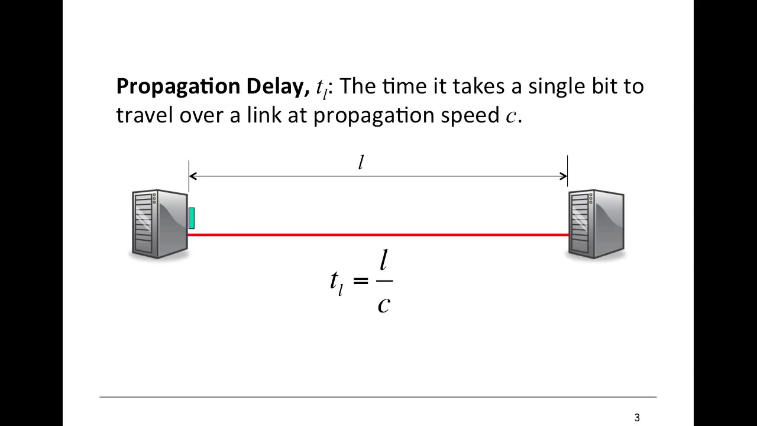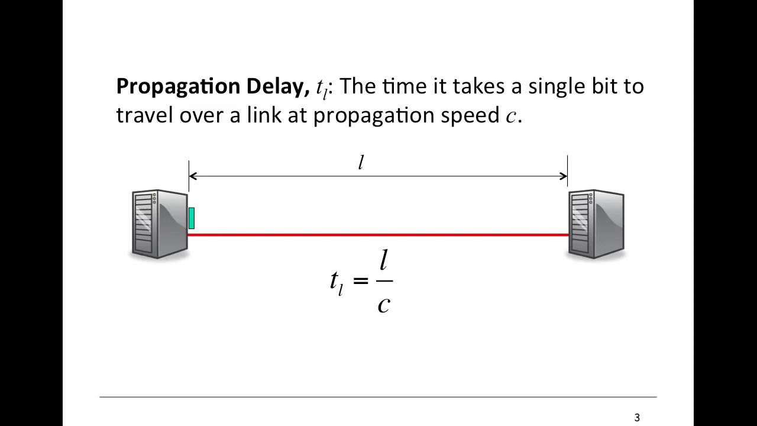So the propagation delay is the time that it takes a single bit of information to travel over a link at propagation speed c. Look in the picture here and you'll see we have the computer on the left, and we're going to consider the time that it takes for a bit to propagate from the one on the left to the one on the right. That time, the propagation delay, or T sub L, is simply L over c. So the propagation delay is simply determined by how long the link is, L in our case, and the speed that a bit travels, c.